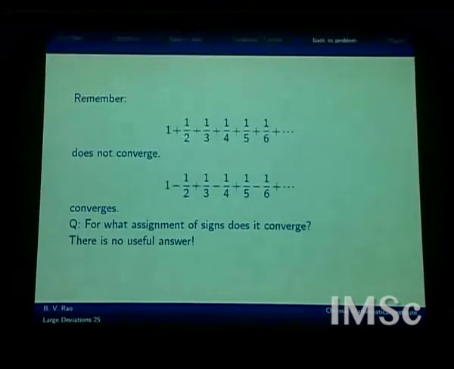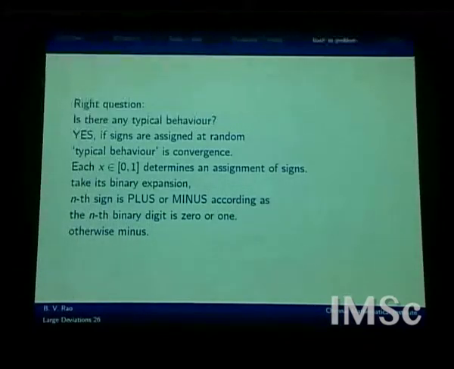However, the right question is: is there any typical behavior? We are not interested in each individual case, just as the government is not interested in how much money I earn, it is only interested in what proportion of people earn a certain amount of money and so on. It is interested overall. In the same way, what is the typical behavior? Is there any such thing at all? The answer is yes. If signs are assigned at random, typical behavior is convergence. It typically converges. What do you mean by saying signs are assigned at random?